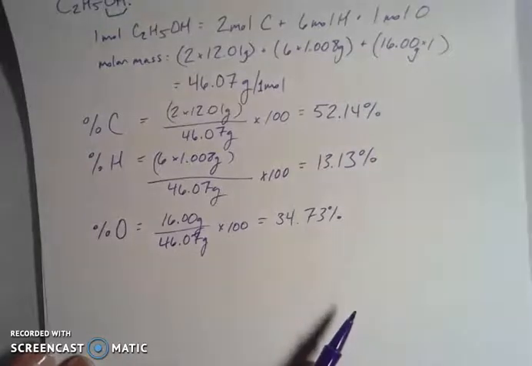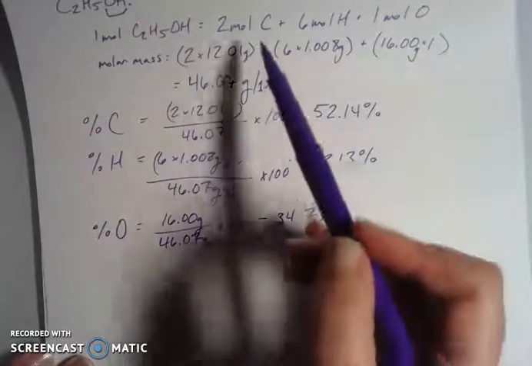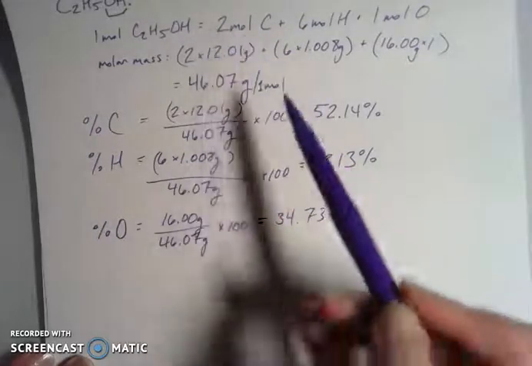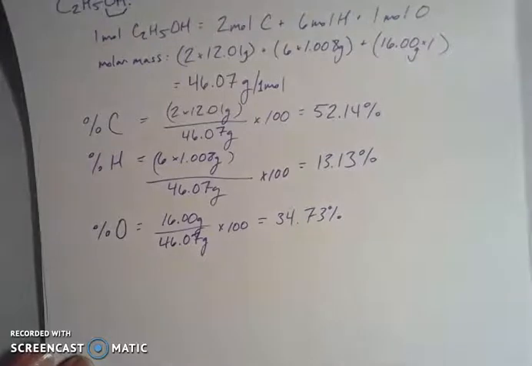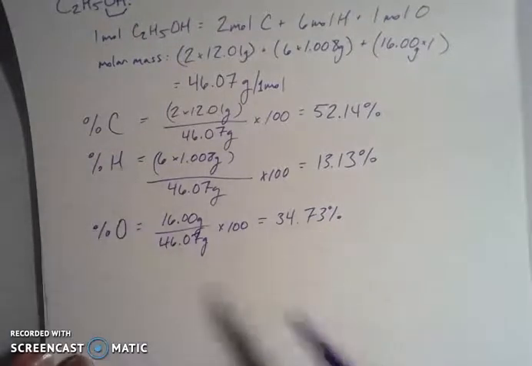And I'm good to go. That's my percent composition. Now, this all comes from these molar ratios. I had to know how many moles of each there were. I had to understand the relationship between moles and the mass on the periodic table, the atomic mass. And then I can use this information, these percent compositions, to solve different types of problems.